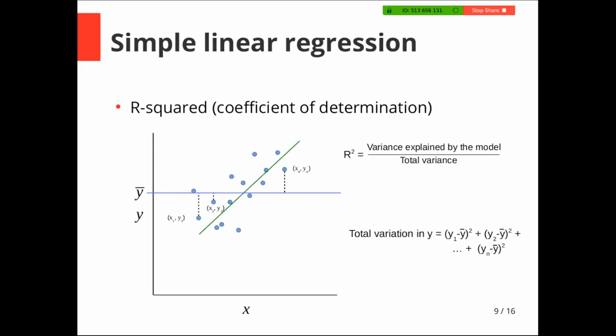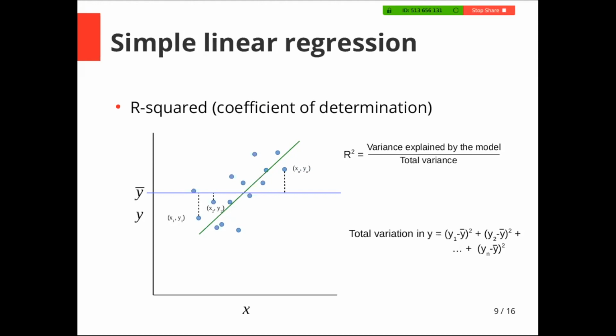Okay, so next we go to the concept of R squared. What is R squared? It's a coefficient of determination. So R squared is given by the variance explained by the model. So how much the model explains the variation in the total variation. So here we are looking at the variation on y.